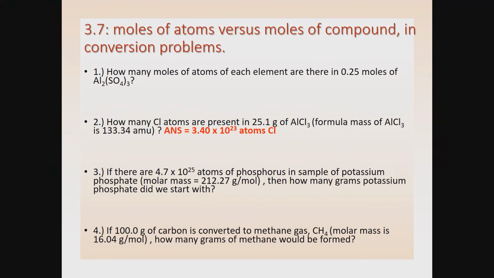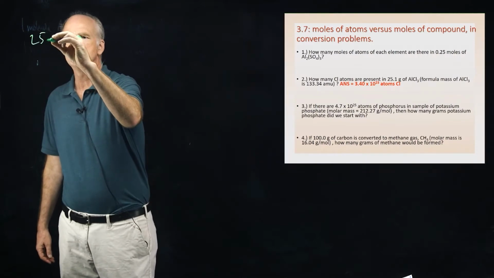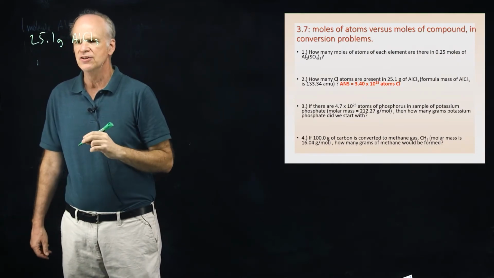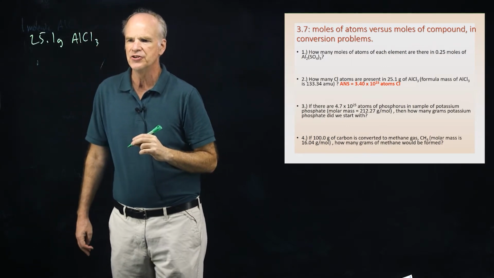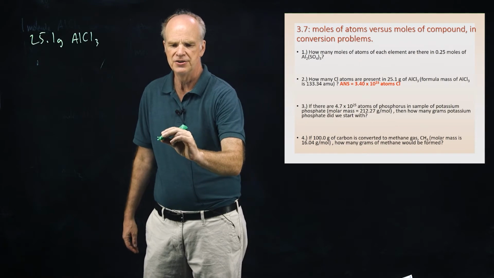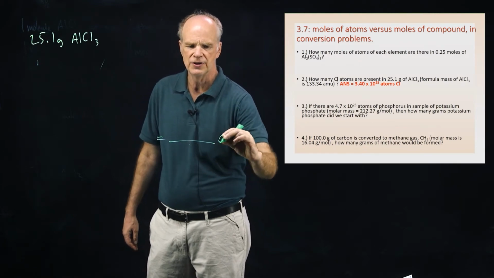Okay, the next problem says how many chlorine atoms are present in 25.1 grams of aluminum chloride? And then we have a formula mass for aluminum chloride. So we're starting out with 25.1 grams of aluminum chloride. And what we want as an answer is, I'll put it down here, how many chlorine atoms are present.